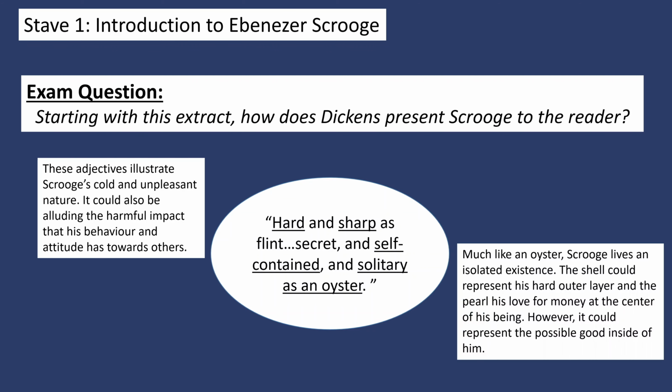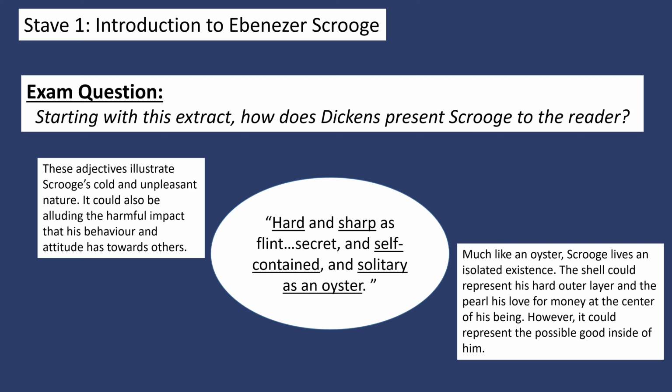And the simile, "solitary as an oyster": much like an oyster, Scrooge lives an isolated existence. The shell could represent his hard outer layer, and the pearl his love for money at the centre of his being. However, it could represent the possible good inside of him. And like I said earlier, Dickens is foreshadowing that goodness that could be inside of him. He just needs to be shown the way.